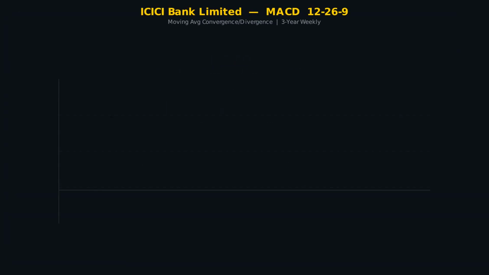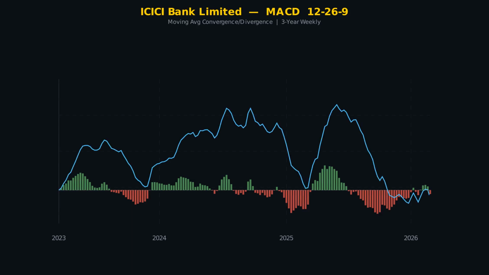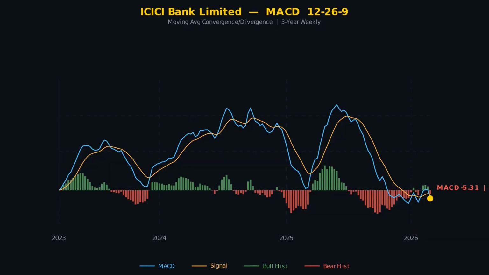Here is the MACD chart for ICICI Bank Limited. Green bars mean MACD is above signal, bullish momentum. Red bars mean bearish momentum. Currently, the histogram is expanding. The MACD line is below the signal line. Bearish pressure is present. The MACD value is -5.31.